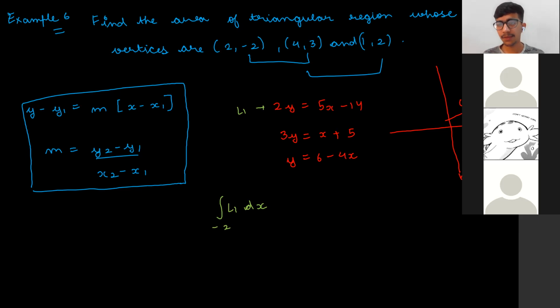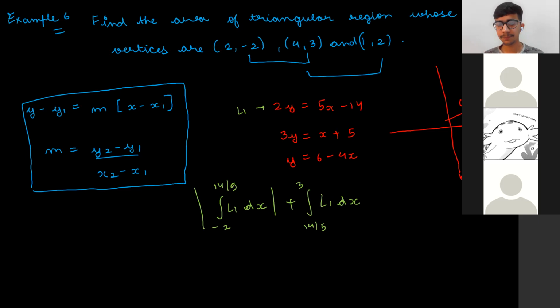But why are you doing minus 2 to 3? First you'll have to break it, no, from this particular point to this particular point, and then from this particular point to this particular point. Isn't it like that? Yeah. So this point is actually 14 by 5. So minus 2 to 14 by 5, this mod, plus 14 by 5 to 3. So L1 dx from 14 by 5 to 3. Okay, agreed.